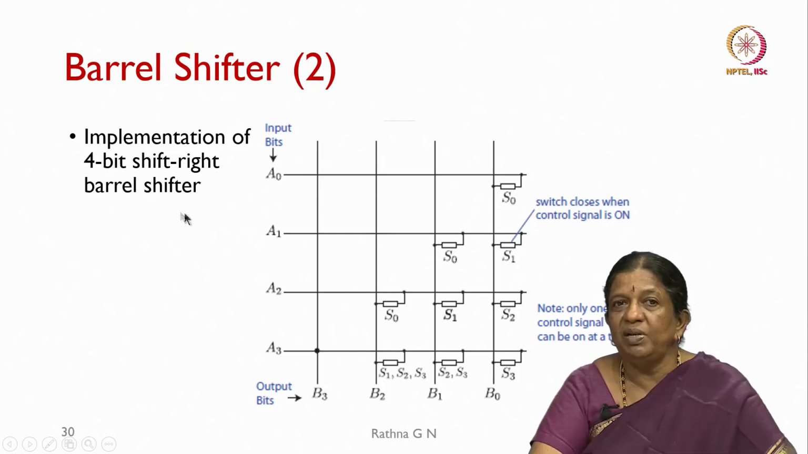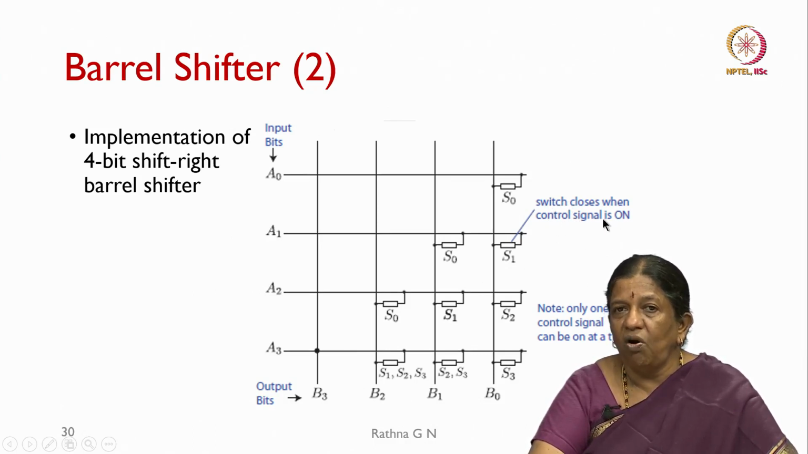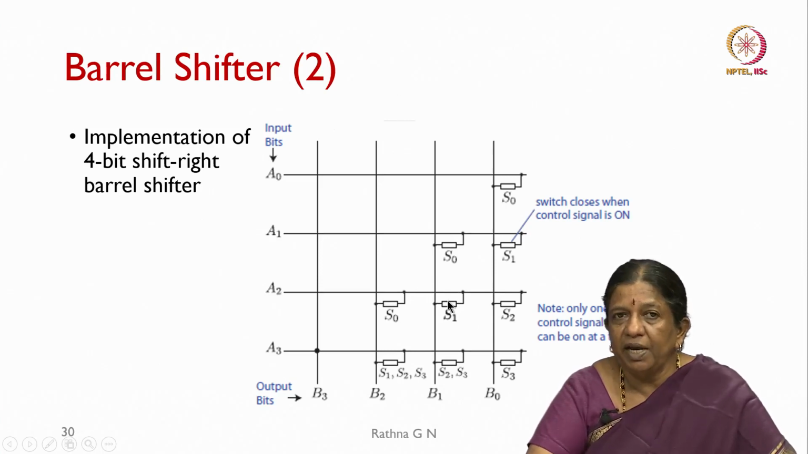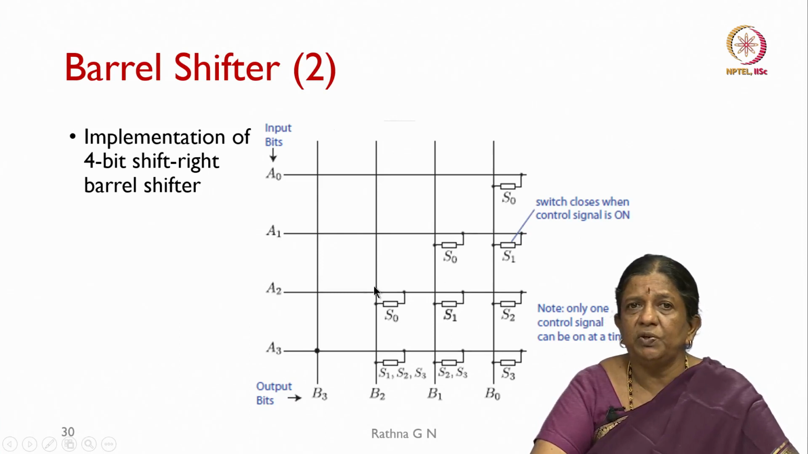We have taken as an example a 4-bit shift right barrel shifter. A0, A1, A2, A3 are the bit inputs, and the outputs are going to be B0, B1, B2, B3. We have switches S0, S1, S2 and S3, and when a switch is closed, its control signal is on, and only one switch can be operated at a time. So, we will see how this right shift operation works.